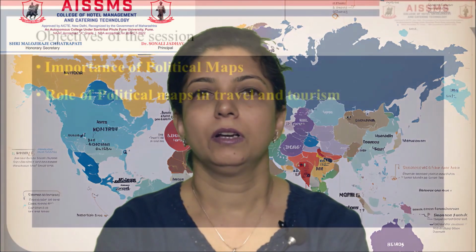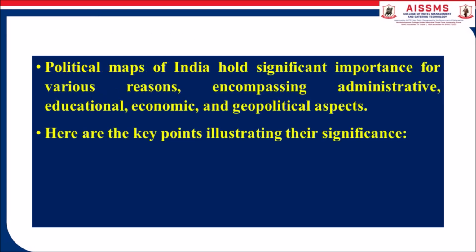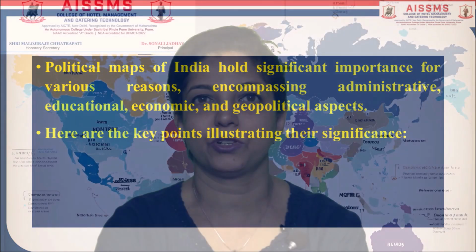The objectives of today's session are the importance of political maps, and the second objective is the role of political maps in travel and tourism. Political maps of India hold significant importance for various reasons encompassing administrative, educational purpose, economic purpose, and for certain geographical aspects. We shall see these aspects in detail in this particular session.